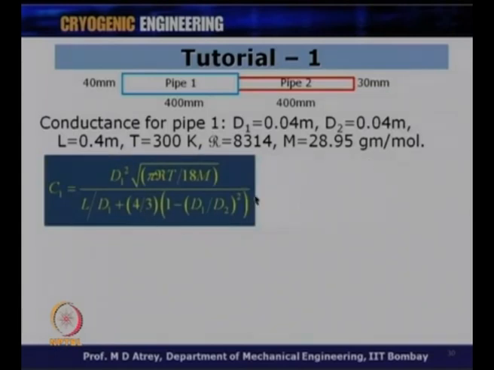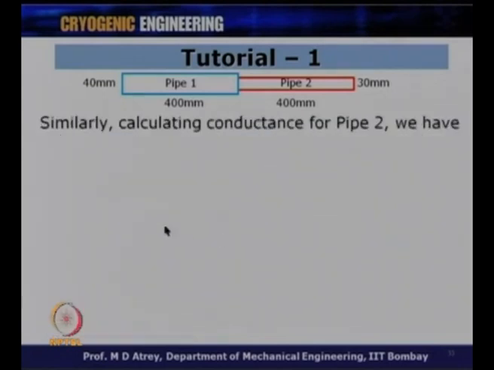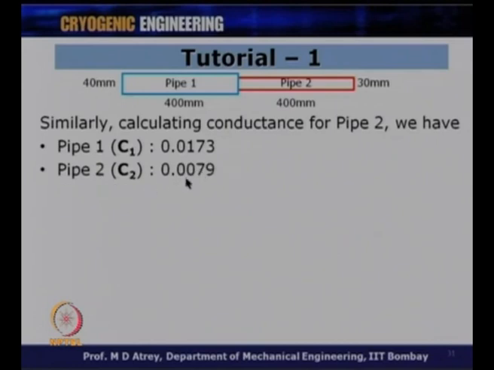We got a C1 for the conductance of the first pipe, put those values and get C1 is equal to 0.0173 meter cube per second. I am not going through all these parameters. The expressions for D1, D2 in the short formula could be used as 0.04 straight away. Similarly, calculate conductance for pipe 2 now. We got again pipe 1 as C1 as 0.013 and for pipe 2, C2 we get 0.0079.